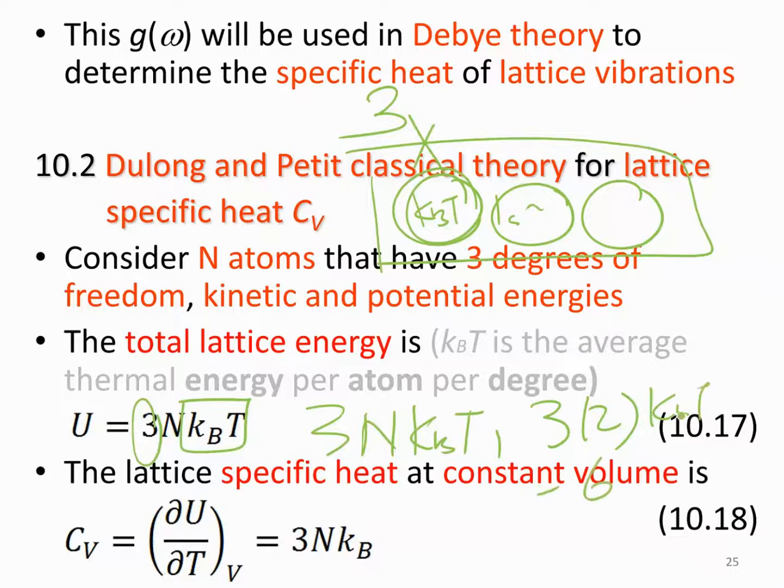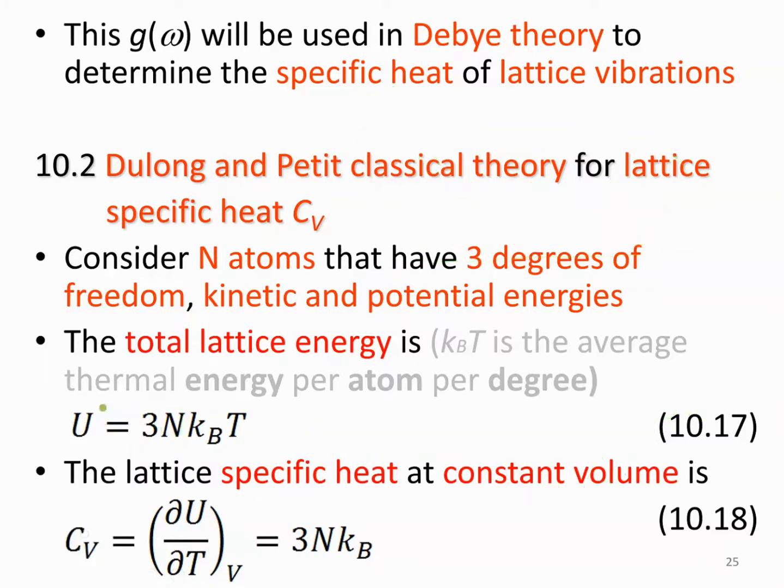So if you have 6 modes, then you will have 6 times kBT. So U, the total energy, equals 3 modes of freedom times the number of atoms times the average thermal energy per atom per degree. Okay, then we have U.